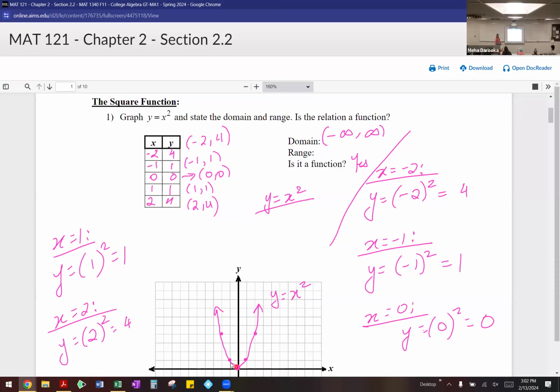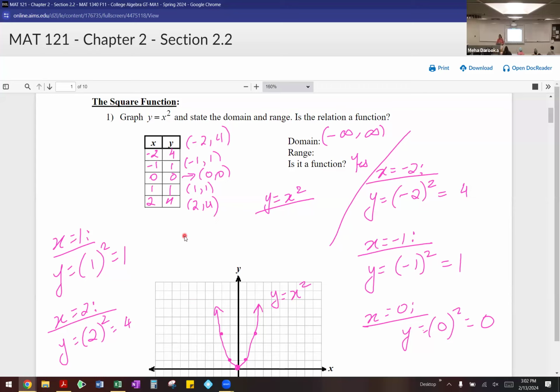On the left-hand side, as this arm of our graph is going left, it's obviously also headed upwards. So as this side of my arm goes towards negative infinity, the x values are getting smaller. But because of that square, we know all the numbers end up becoming positive, right? Which means your y value is going to go up towards positive infinity.